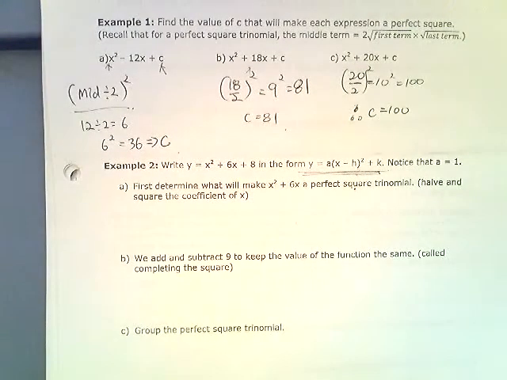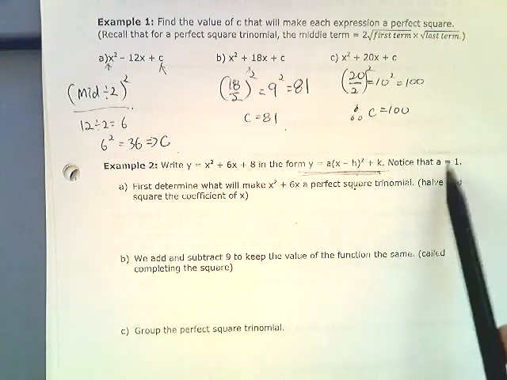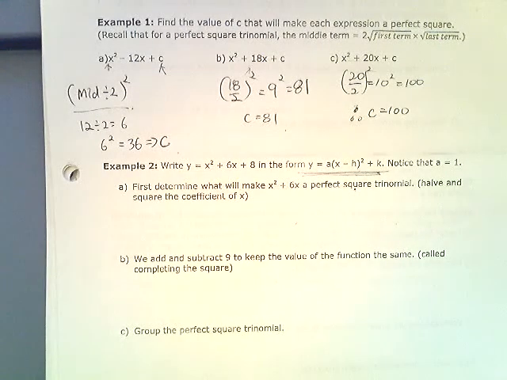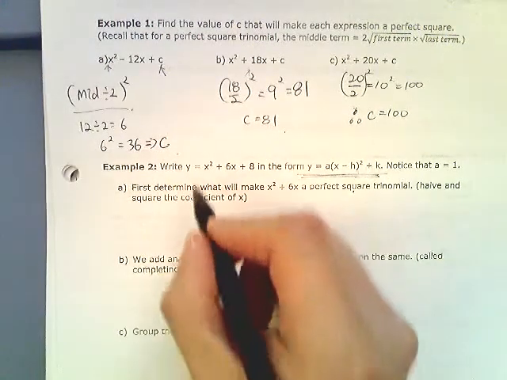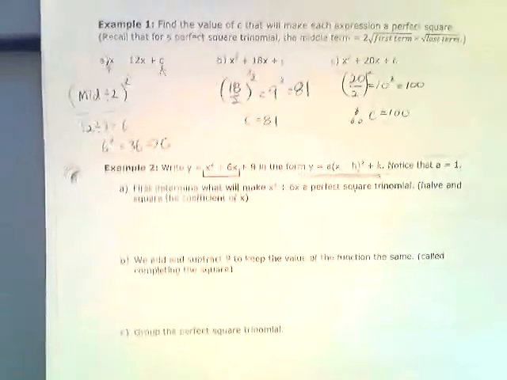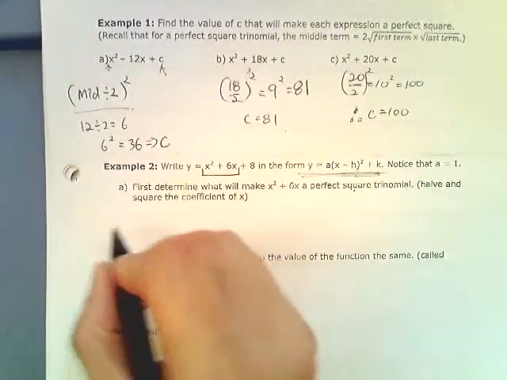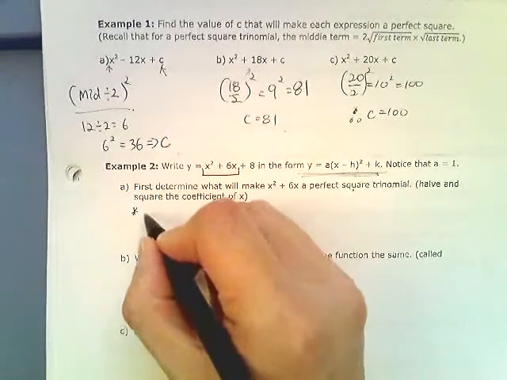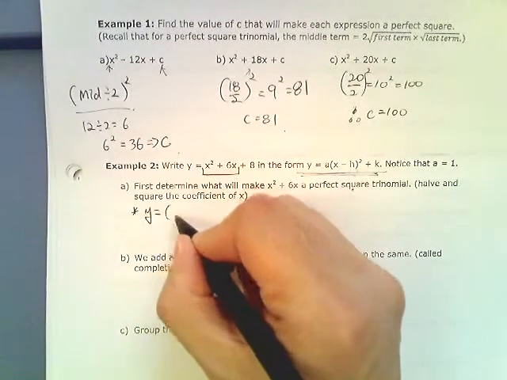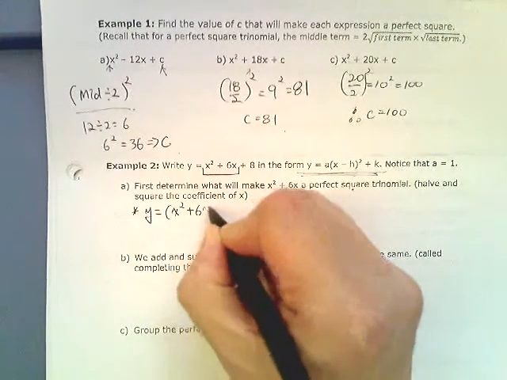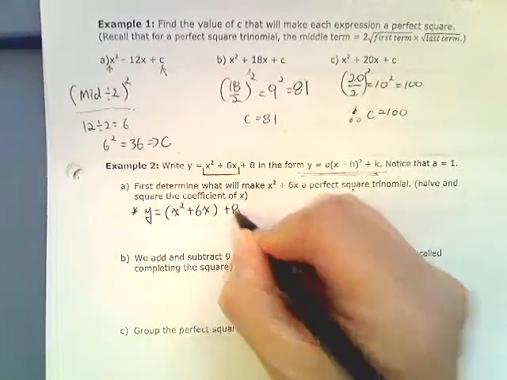the vertex form. For now I'm going to be dealing with when a is 1, but later on I'm going to be dealing with when a is not 1. It's pretty much the same except for one step. So let's do this one for now. All we need to do is group these two. As a first step, y equals, put the bracket, x squared plus 6x, close bracket, and plus 8.